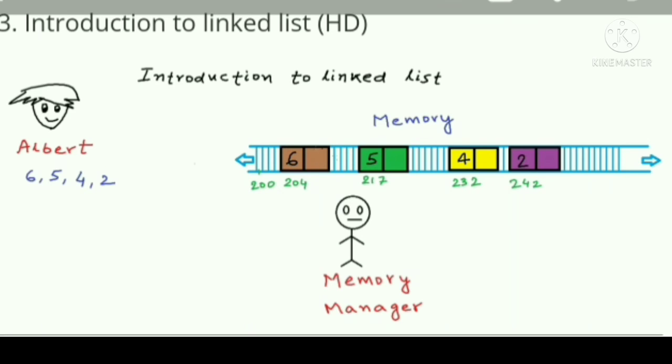In this example, in the first block, the address part would be 217, the address of the next block that stores 5, and in this next block or the second block the address part would be 232. In the block at address 232 we will store the address 242, the address of the next block that stores number 2, and the block at 242 is the last block. There is no next block after this, so in the address part we can have address as 0. 0 is an invalid address. 0 can be used to mark that this is the end of the list. There is no link to the next node or next block after this particular block.